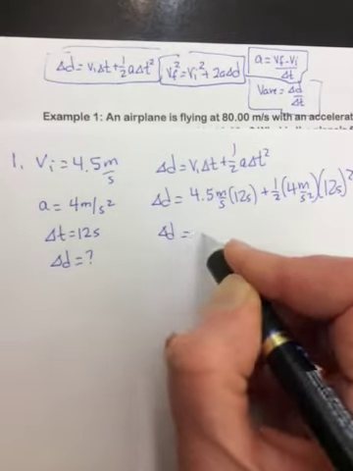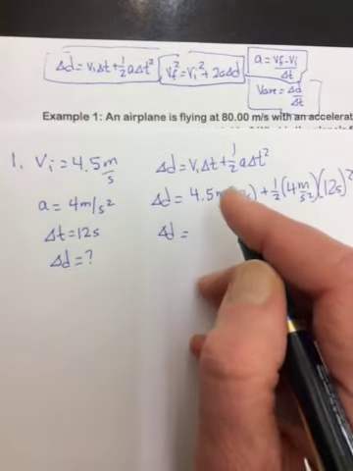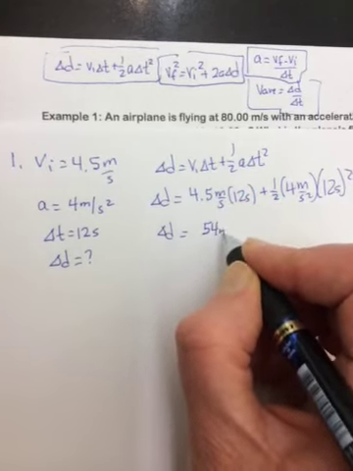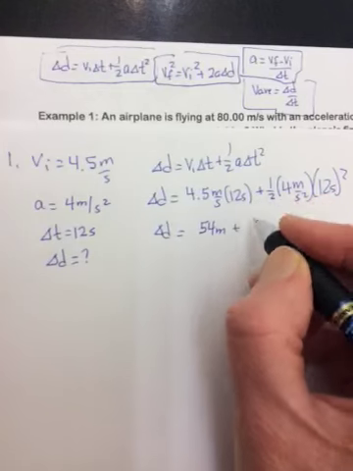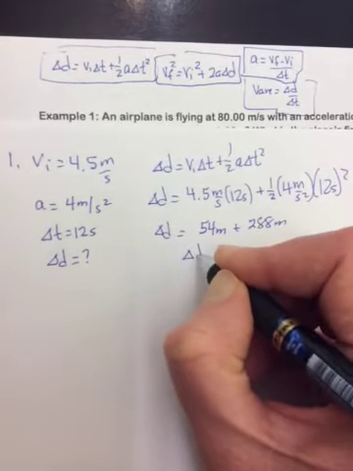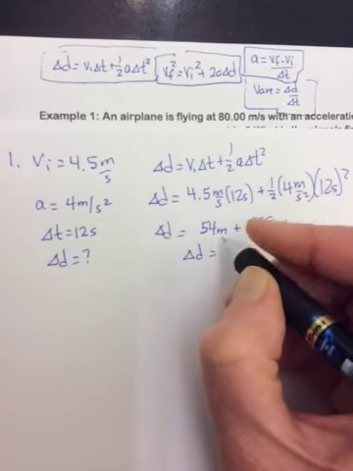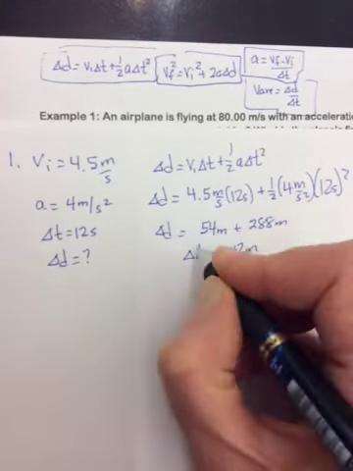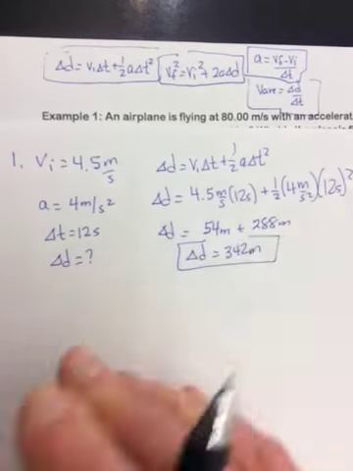Delta D equals 12 by 54. I think that's 54 meters. And 144, 288 meters. And so when you add them together, you should get 342. 342 meters for number 1.